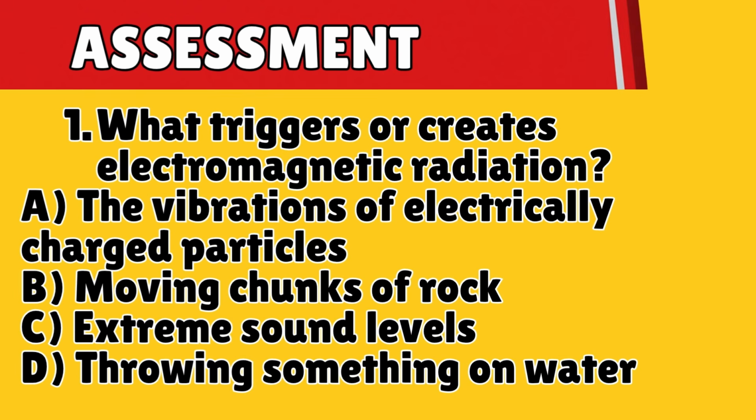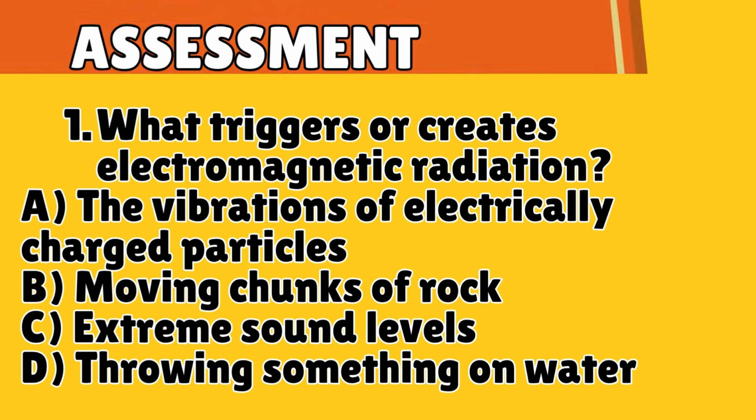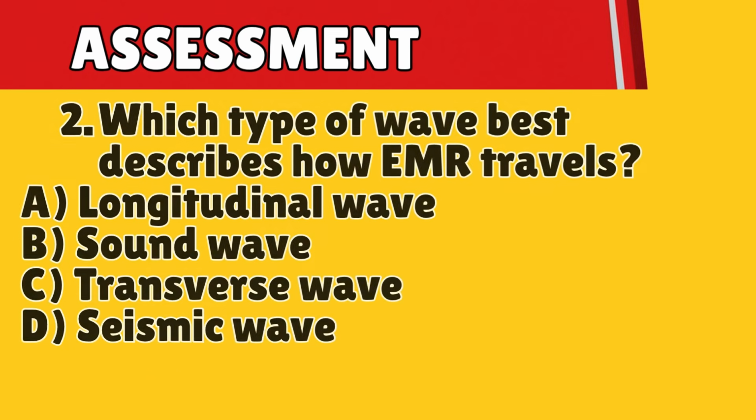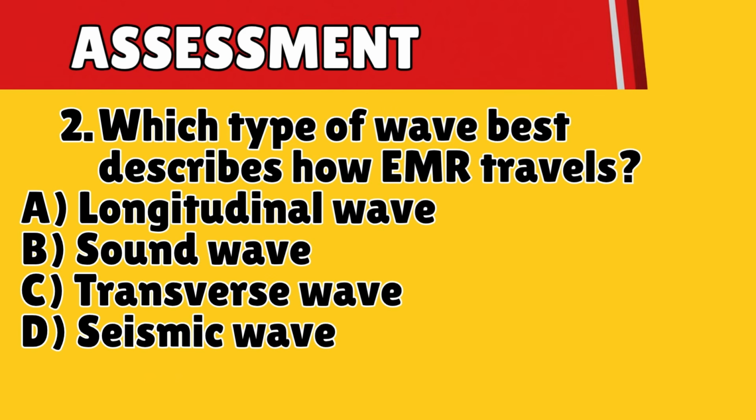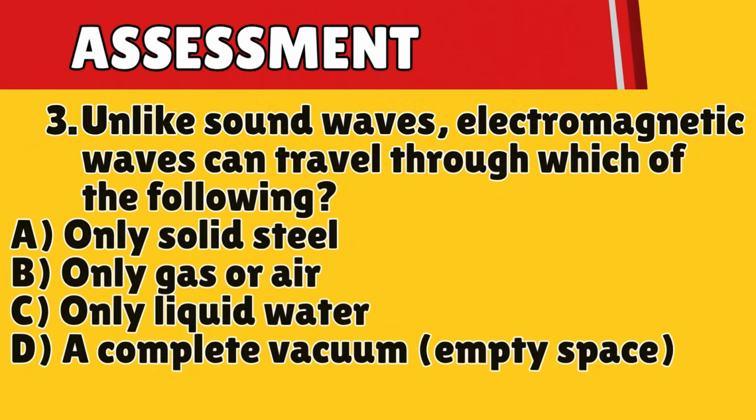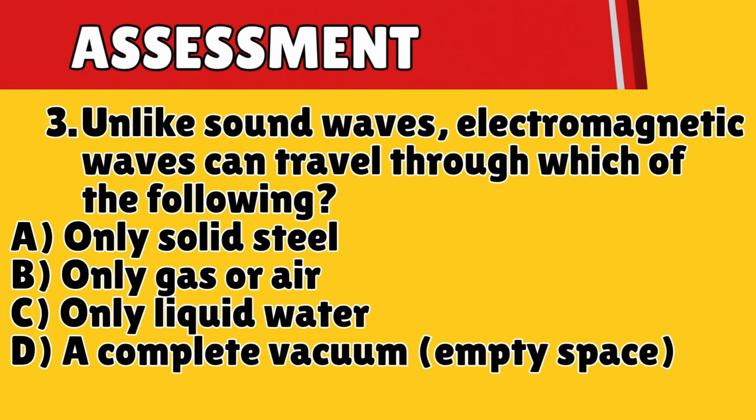Now for our assessment, get your notebooks and your pen and answer these questions. Number 1, what triggers or creates electromagnetic radiation? A. The vibrations of electrically charged particles. B. Moving chunks of rock. C. Extreme sound levels. Or D. Throwing something on water. Number 2, which type of wave best describes how electromagnetic radiation travels? A. Longitudinal wave. B. Sound wave. C. Transverse wave. Or D. Seismic wave.